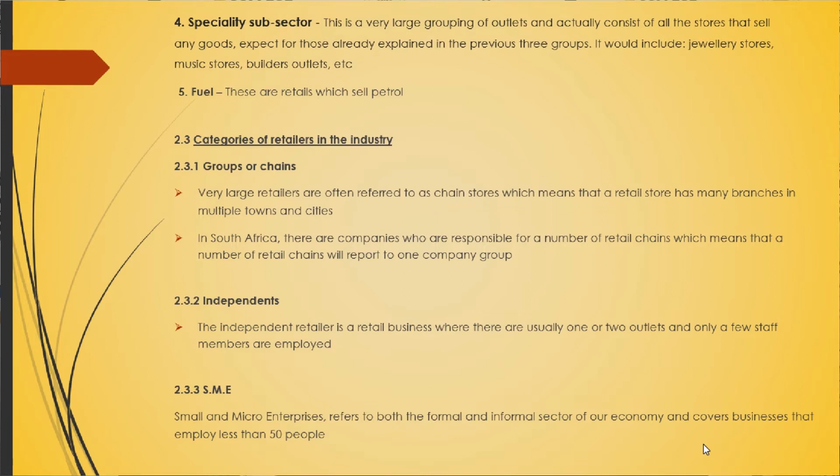Let's get to it. So, with groups or chains, very large retailers are often referred to as chain stores, which basically means that a retail store has many branches in multiple towns and cities. A typical example of that is ShopRite. ShopRite has more than one store in multiple towns as well as cities. It's one business, but different stores operating in different areas.